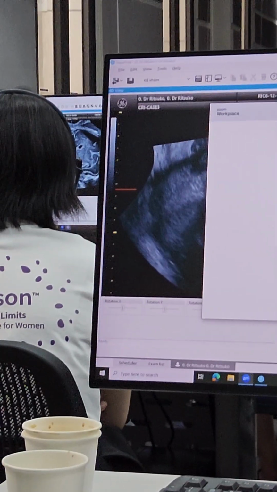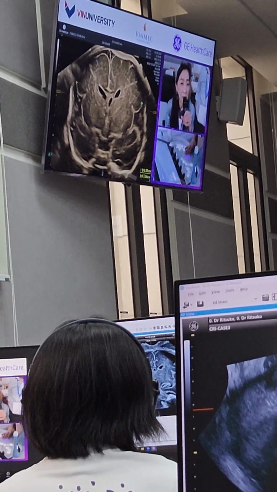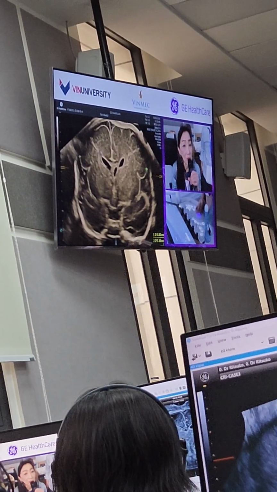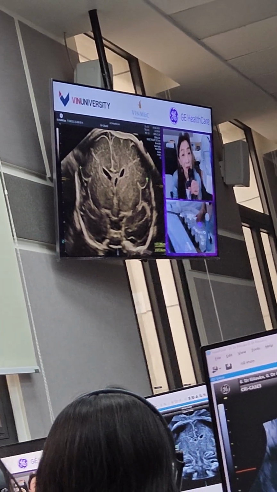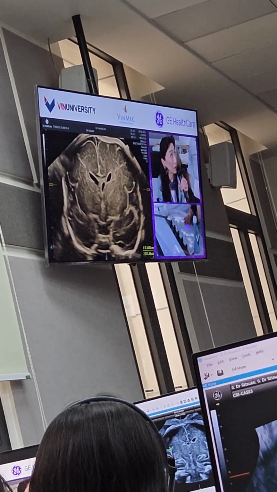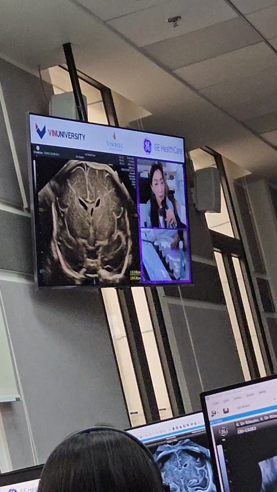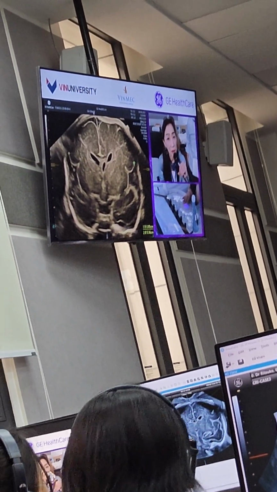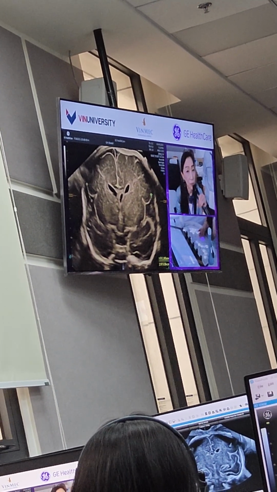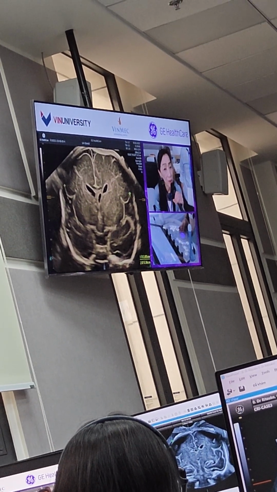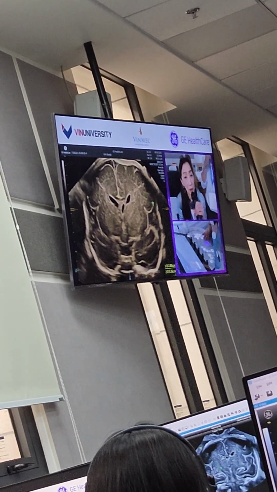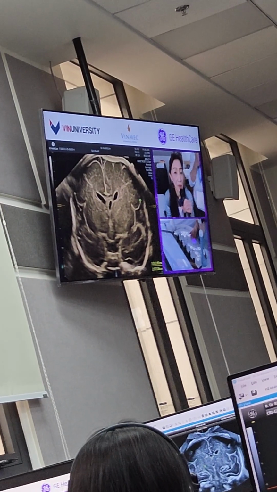You can see this is the line between the subplate and here, this is the intermediate zone plus outer SVZ, right? However, here, can you see? It is quite difficult to see where the border between them is. So at 26 weeks of gestation, there should be a very, very clear border between the subplate and the intermediate zone plus outer SVZ. So here it is, yeah, but here it is very difficult to visualize.